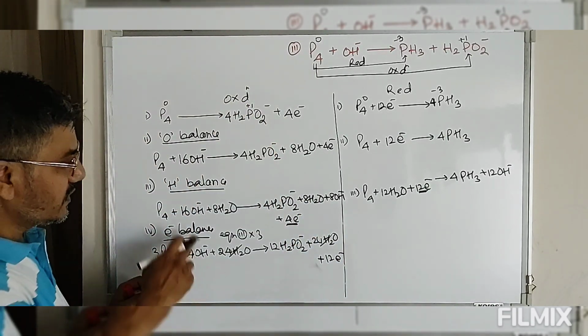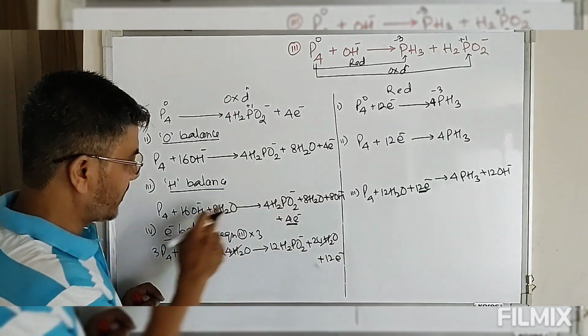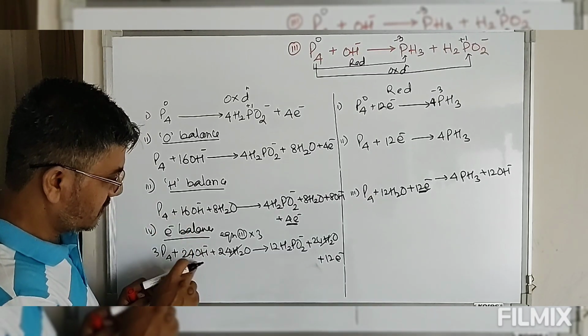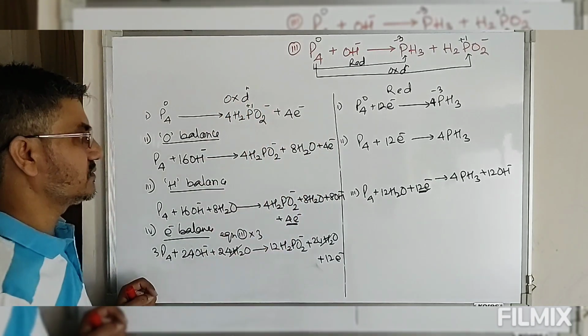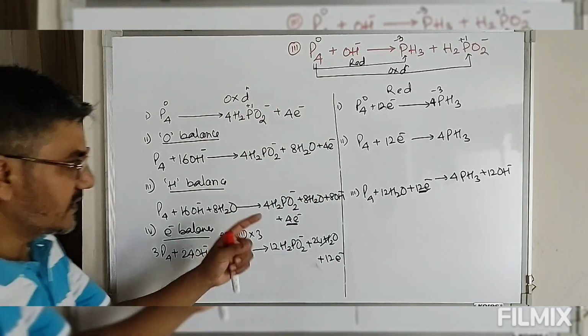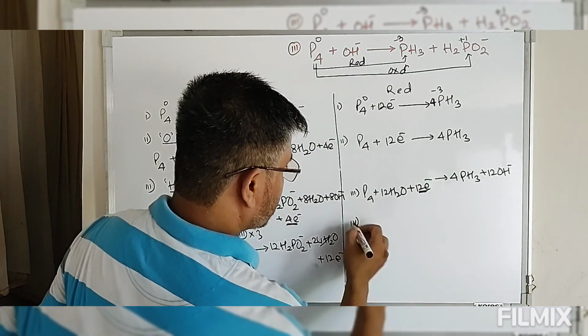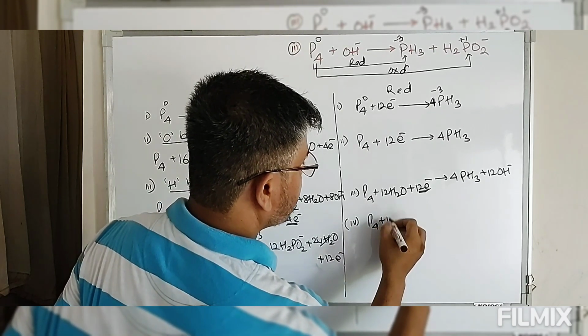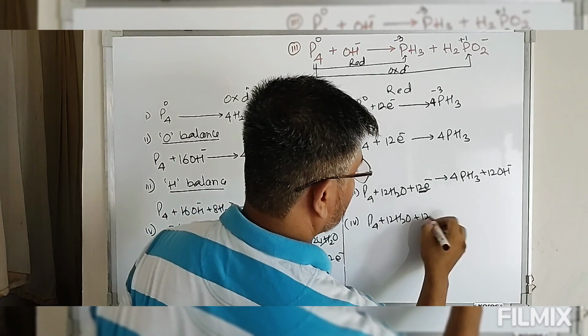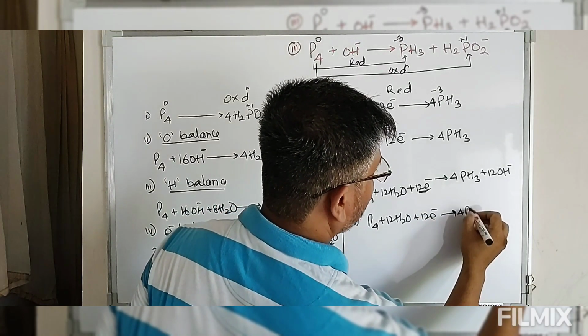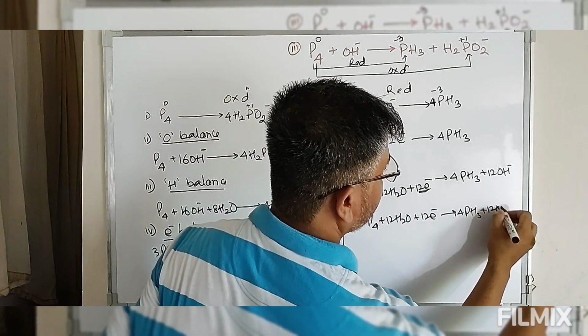You can also do it here: 16 minus 8, we are left with 8, so 8 into 3 is 24. Water is 8, water is 8, we can simply cancel out. So this is P4 plus 12 H2O plus 12 electrons, 4 PH3 plus 12 OH⁻.